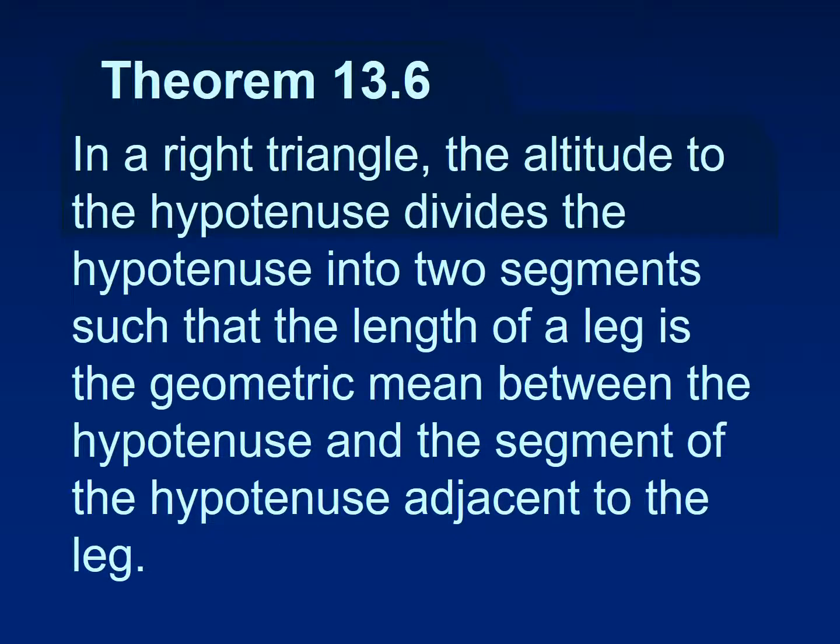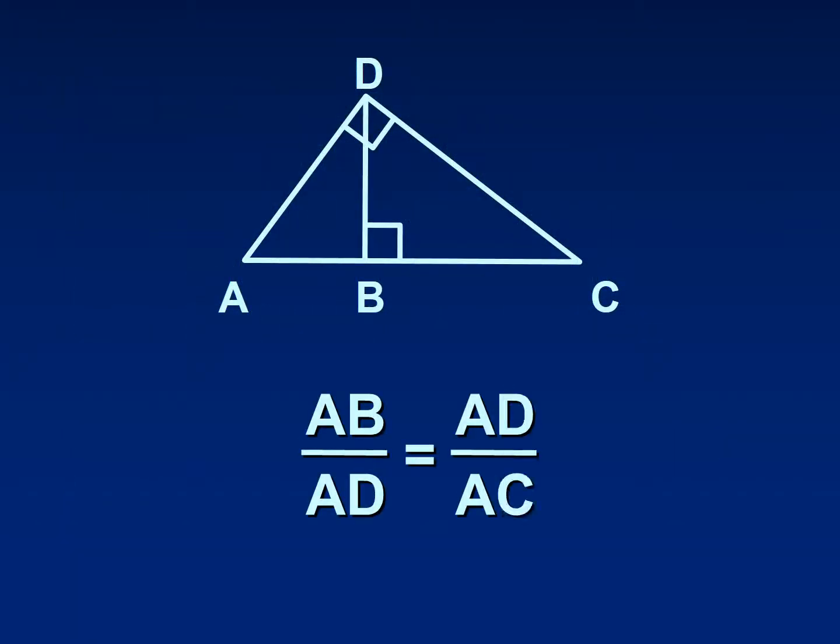Our next theorem that we want to look at is that in a right triangle, the altitude to the hypotenuse divides the hypotenuse into 2 segments, such that the length of a leg is the geometric mean between the hypotenuse and the segment of the hypotenuse adjacent to that leg. So, for example, AB, which is the leg of this triangle, over AD, which is the hypotenuse of that triangle, is equal to AD again, because that hypotenuse is our geometric mean, over AC, which is the leg of the big triangle.